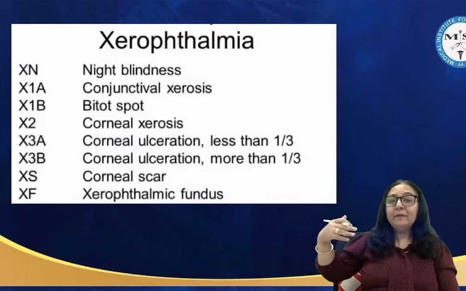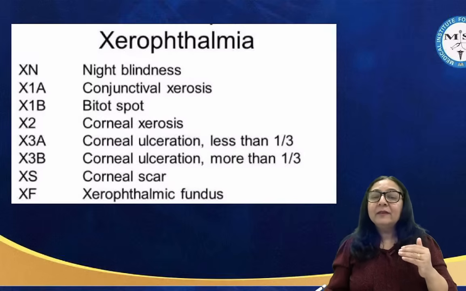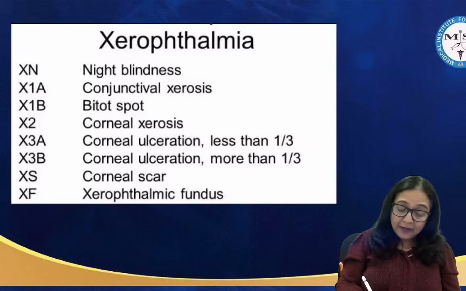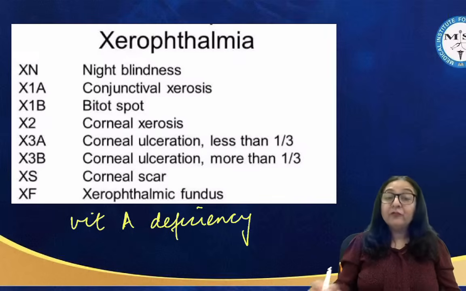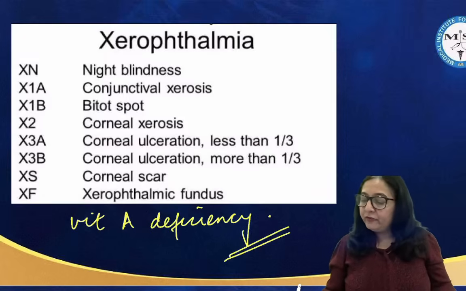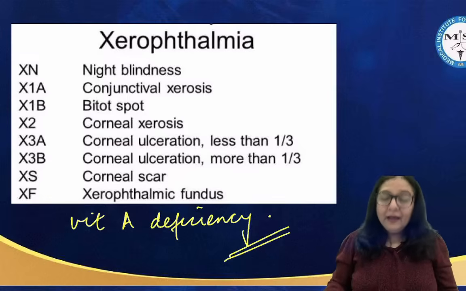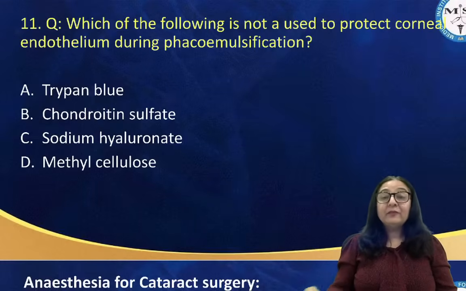In the next stage, keratomalacia or corneal ulceration can lead to corneal scar, and in the fundus you can see pigmentary changes, called xerophthalmic fundus. All of these are because of vitamin A deficiency, which is more common in malnourished children and people from a poor socioeconomic background. Okay, right? Perfect, my dear friends. Moving on to the next question here.